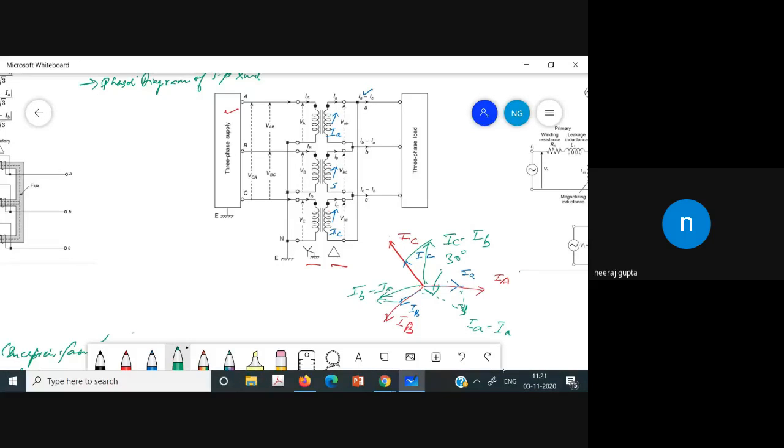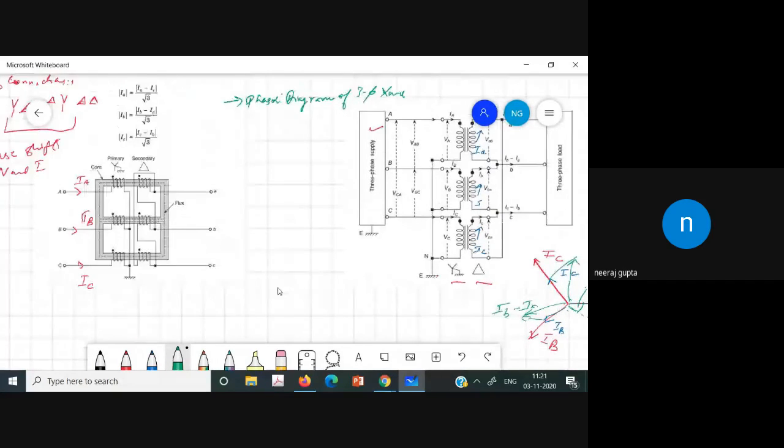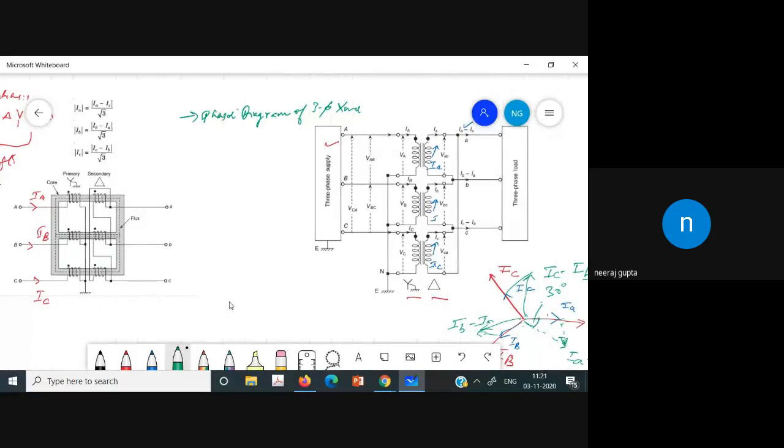Now, one more point is that as you see in the previous diagram, this current IA, in that very case, is equal to IA minus IC divided by √3. That is the relationship between the phase current and the line current. So IA in this case is equal to IA minus IC divided by √3, that you already know in case of delta system. So this is how you can draw the phasor diagram.